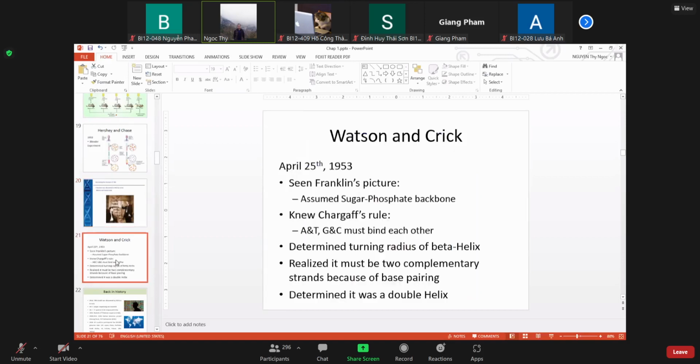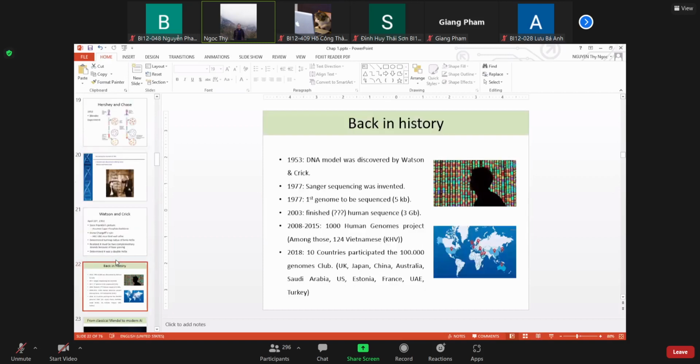Anyway, Watson and Crick demonstrated the first 3D structure of DNA, which has the shape of a helix ladder. The two sides of the ladder are the sugar and phosphate backbone, and each level of the ladder is a base pair of A, T, G, and C, following the base-pairing rule. So since 1953, the DNA model was discovered by Watson and Crick.